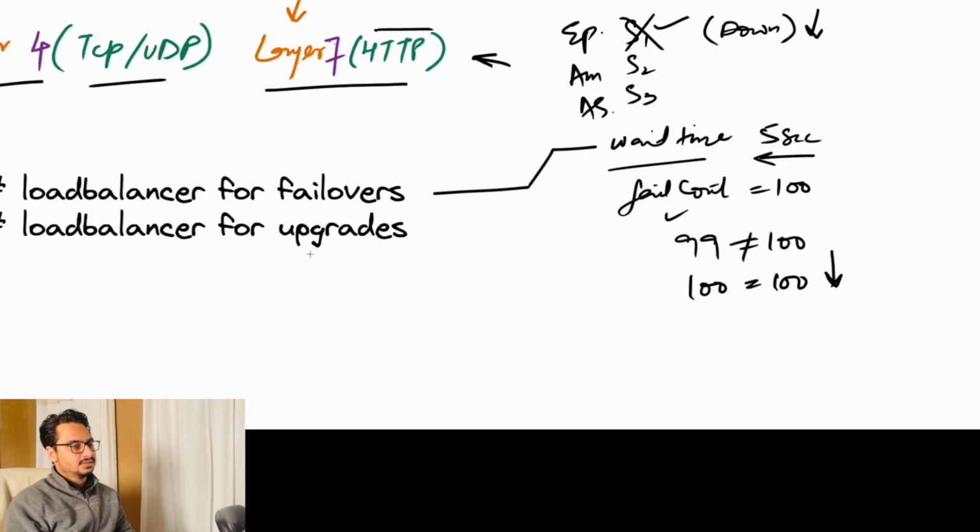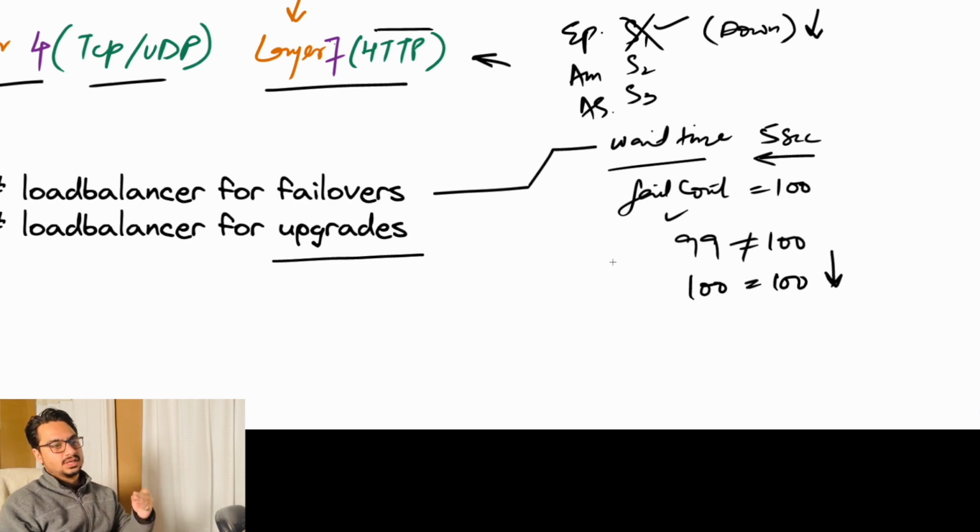Then another important topic for discussion is upgrades. In the present-day scenario where everything is microservice based and service oriented, you cannot afford to have downtime. So your upgrade strategies are most of the time either rolling upgrades or blue-green upgrades. In either case, you need to have a load balancer to facilitate a zero downtime upgrade.